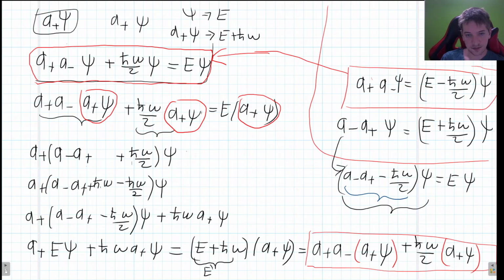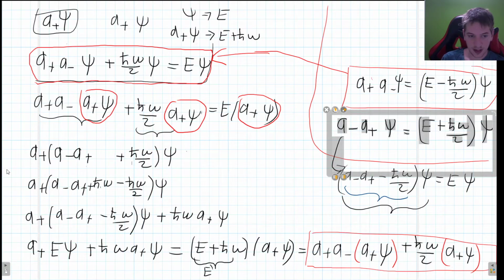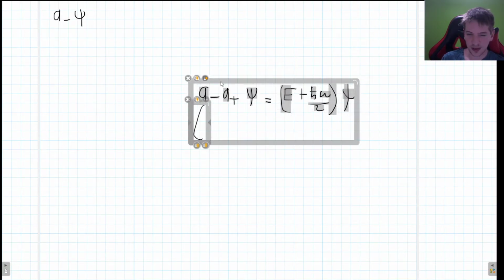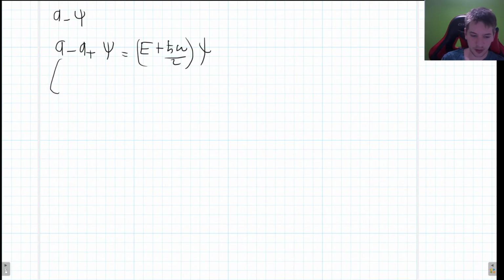Now let us do precisely the same, but this time looking not at a plus psi, but at a minus psi. So let us now go to the other equation. Now you might think, why are we using this equation? Because remember, these are both valid ways in which we can write the Schrödinger equation. Why did we go before for the a plus a minus form, and why are we now going for the a minus a plus form?